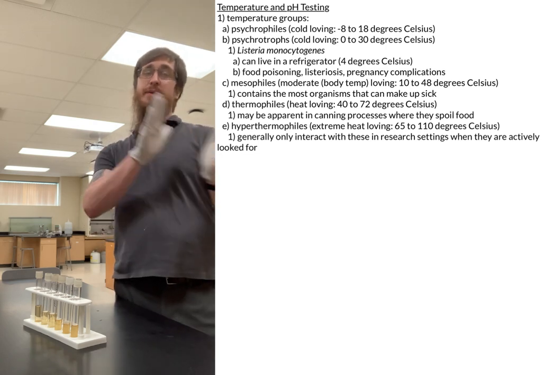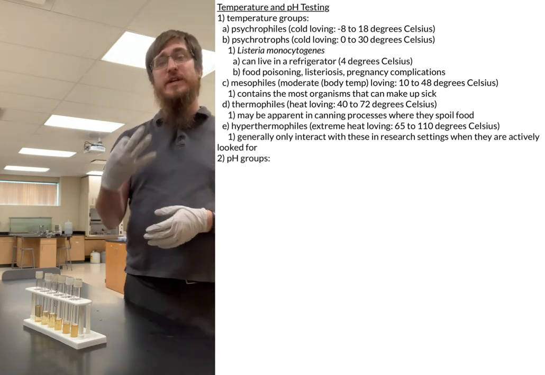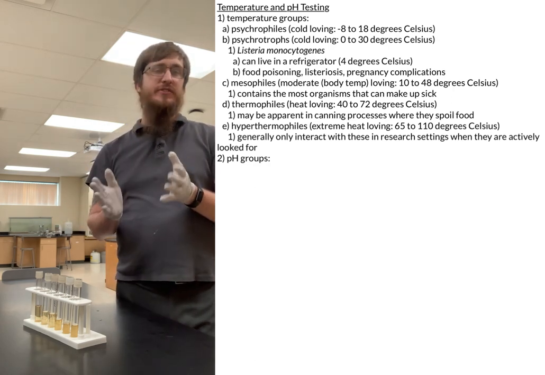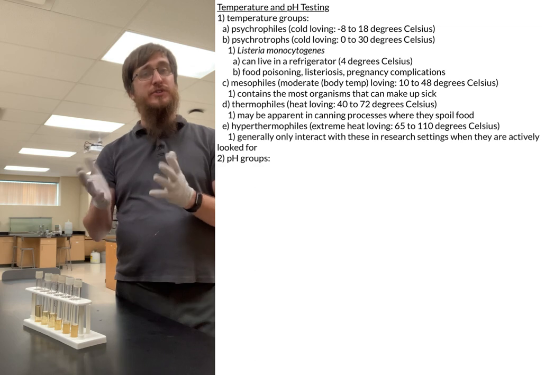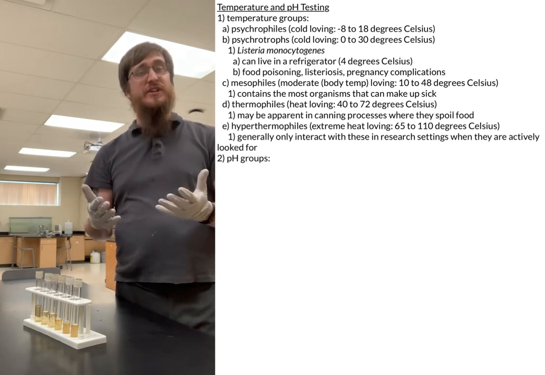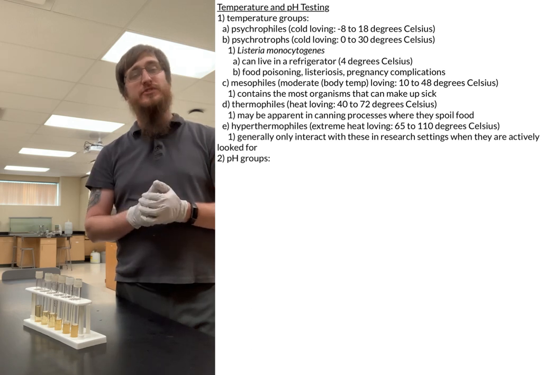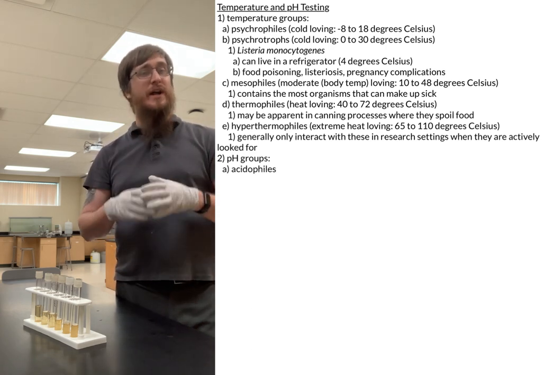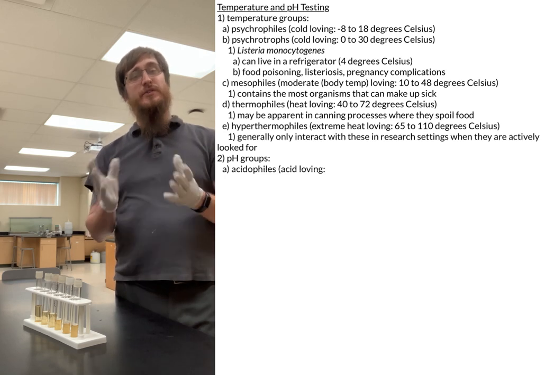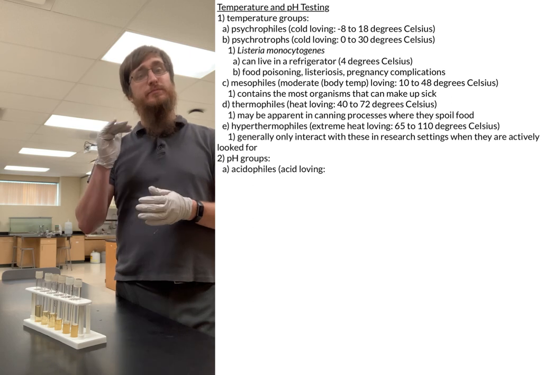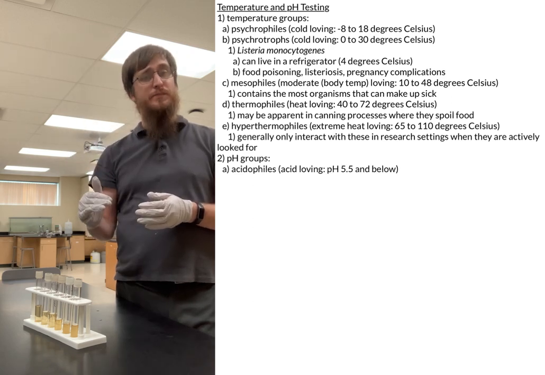Moving to the pH side of things, there are 3 basic pH groups that we can have. Depending on who you ask, the specific ranges that these fall under vary. So we're going to go with what our lab book says, and that's going to be the numbers that we use. The acidophile group are acid-loving organisms. They're going to be any bacterium that lives in or prefers an environment at pH 5.5 and below.